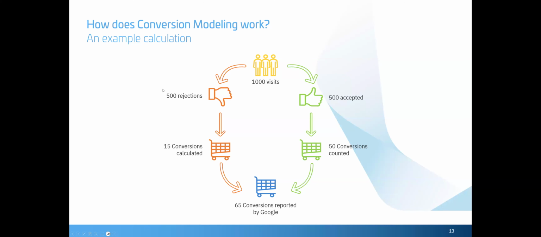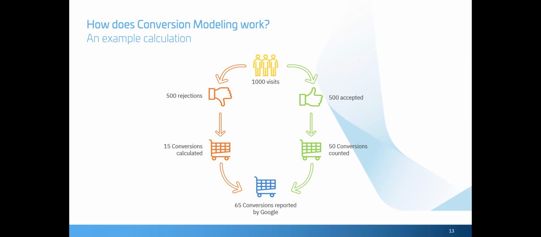But Google knows, from these 500 rejected users, 15 will do a conversion. Don't get me on this number, it's just an example number. But for our example website, they will know 15 do the conversion. So this part is the modeling. Google has tracked the 50 conversions plus will forecast 15 conversions. So in your Google Ads account, you will see 65 reported conversions. The benefit for you as the advertiser is you will see a more full picture.